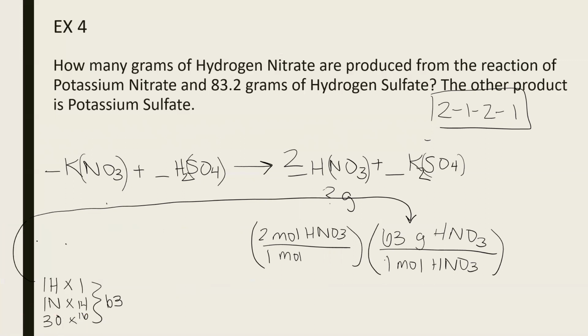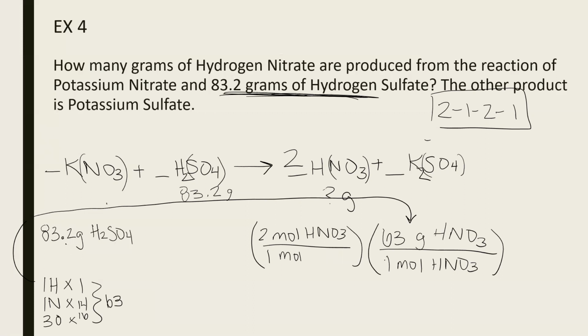I'm so sorry that you just wasted a couple of minutes. Here's what's wrong. It's 83.2 grams of hydrogen sulfate. It goes right here. I had the wrong known. So sorry if you were trying to tell me that the entire time I was yapping to you. Try this again.